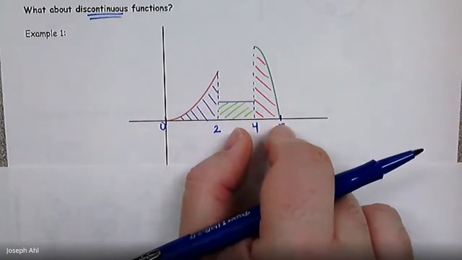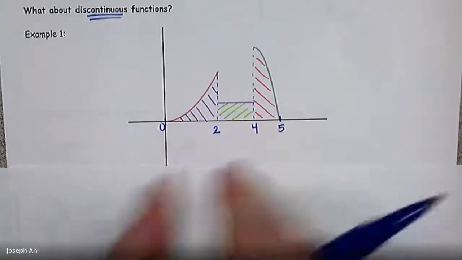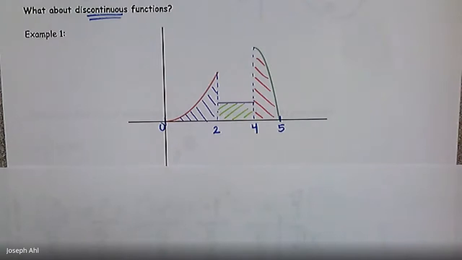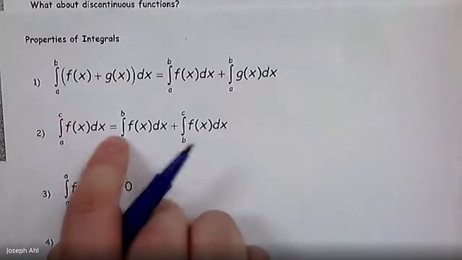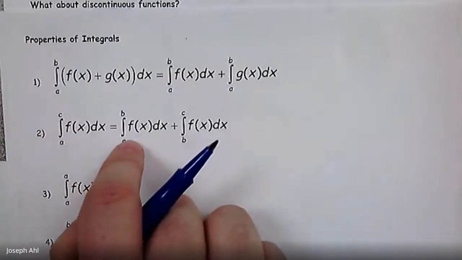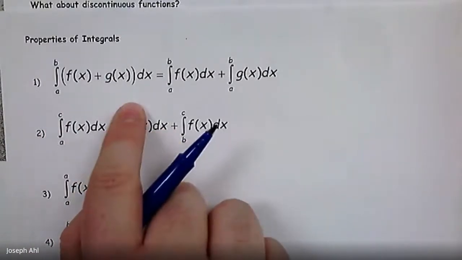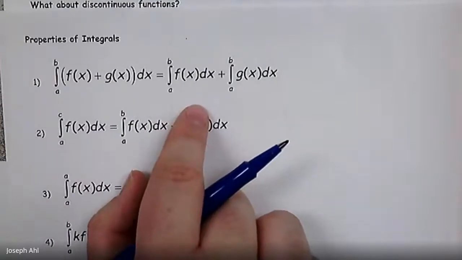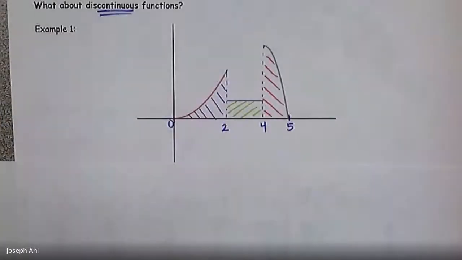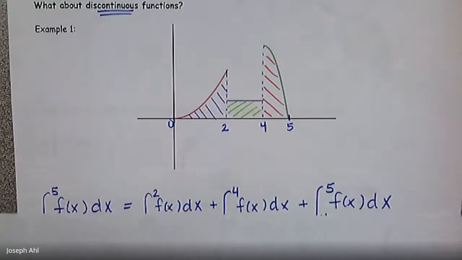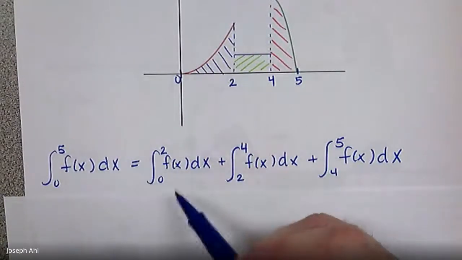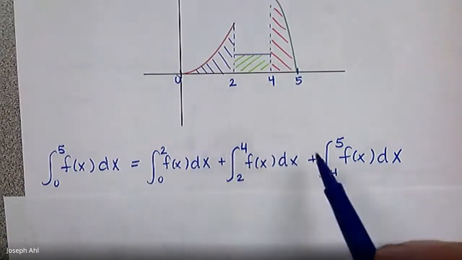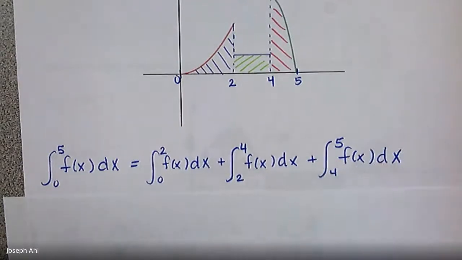So you're just going to break it up into pieces, just like one of our properties suggests, right? So that was the property I was alluding to in number 2 right here, that the interval from a to c, this is really going to help us out if we have a discontinuous function. It's the same as the integral from a to b plus the integral from b to c. So we're going to have to separate this and split it up in the event we have a discontinuous function, and that's going to look like this then. So the total area under the curve from 0 to 5 would be the area from 0 to 2, plus the area from 2 to 4, plus the area from 4 to 5.